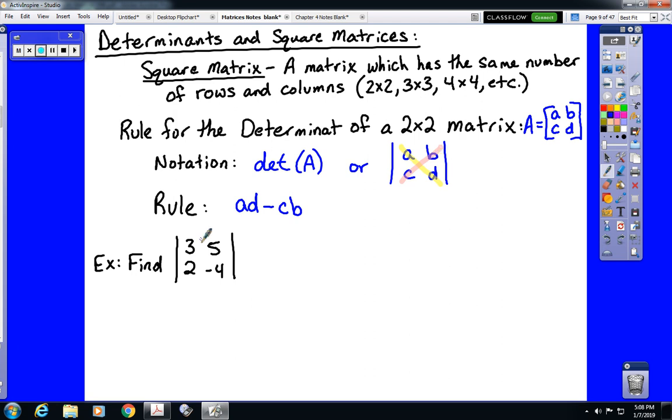So here we have a 2 by 2 matrix, 3, 5, 2, negative 4, and we are simply going to multiply 3 times negative 4, and then subtract 2 times 5. Because again, we have that positive diagonal, 3 times negative 4, and that negative diagonal, 2 times 5. So we simply multiply those and then simplify that down to a single number. That would be negative 12 minus 10, or negative 22. So that one number is our determinant for that matrix.